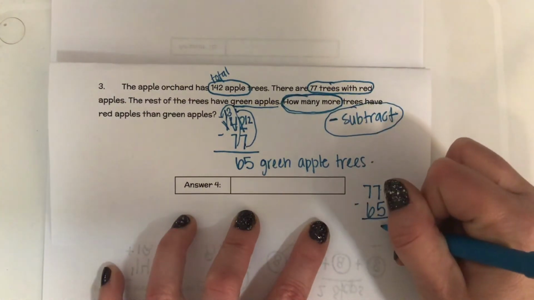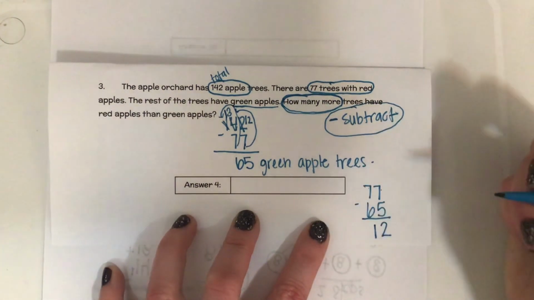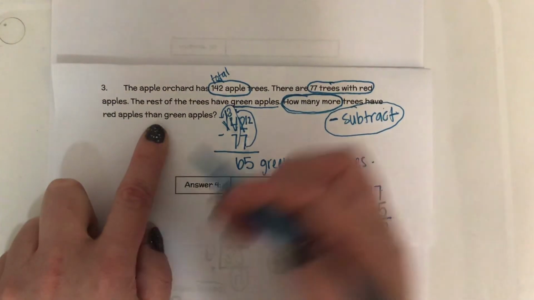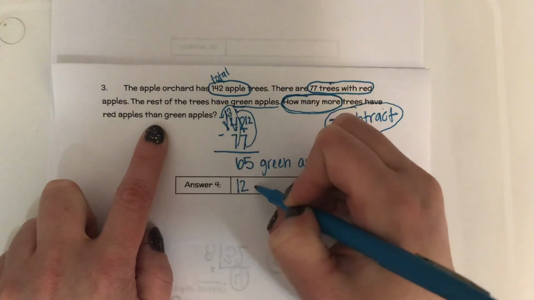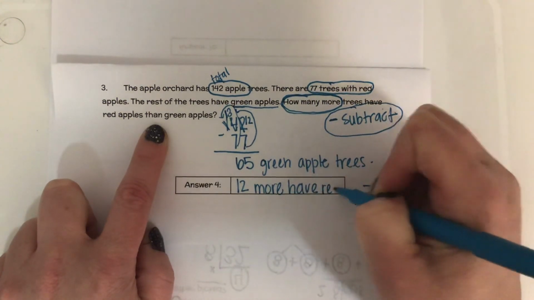7 minus 5 is 2. 7 minus 6 is 1. How many more trees have red apples than green? 12 more have red.